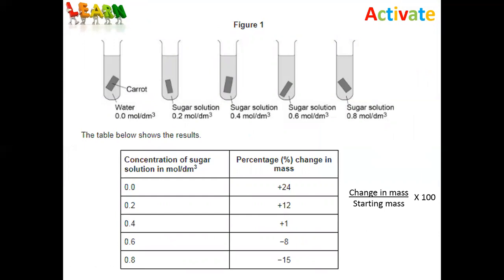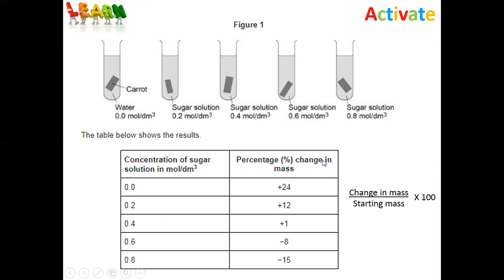And here's the sort of results that we would get from this practical. So they've used 5 different concentrations of sugar solution. So we use salt, they've used sugar, still the same. So they've got a 0 concentration, which is completely water, slightly more sugar again, more sugar again, and then a really, really sugary one at the end. And what they've worked out is the percentage change in mass.